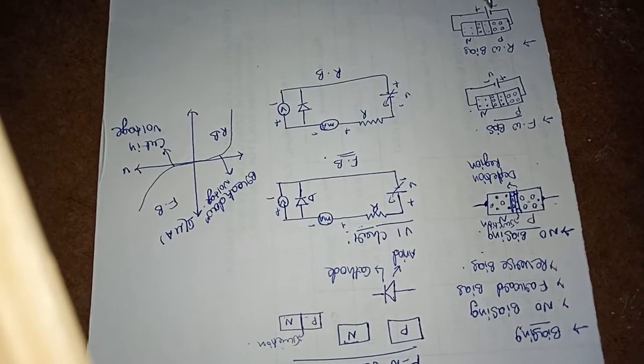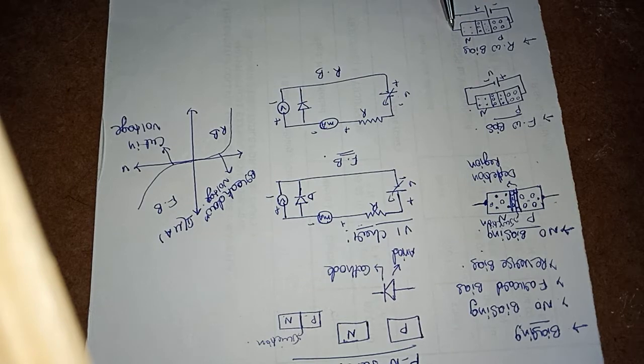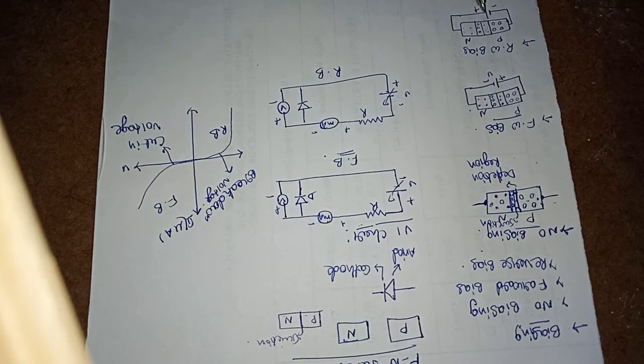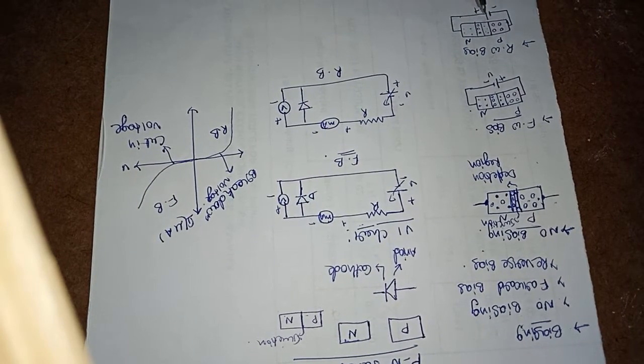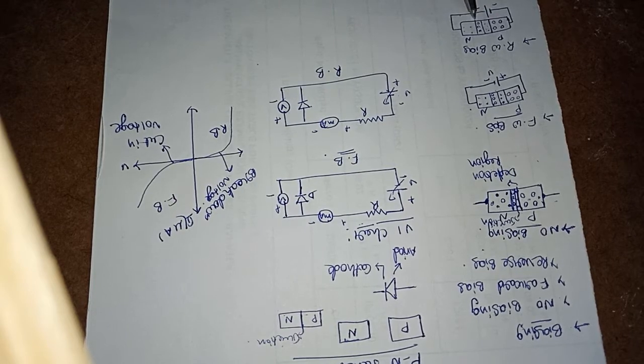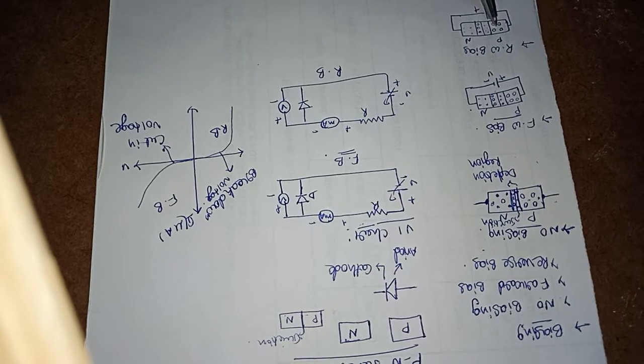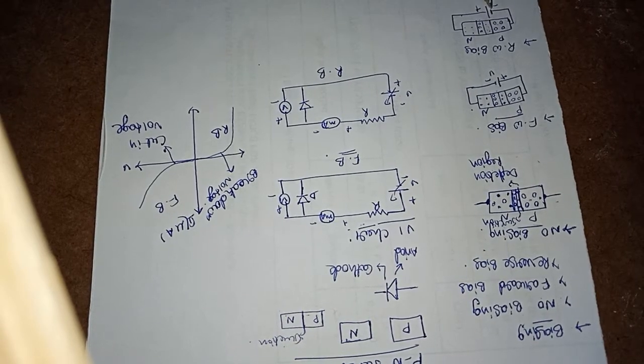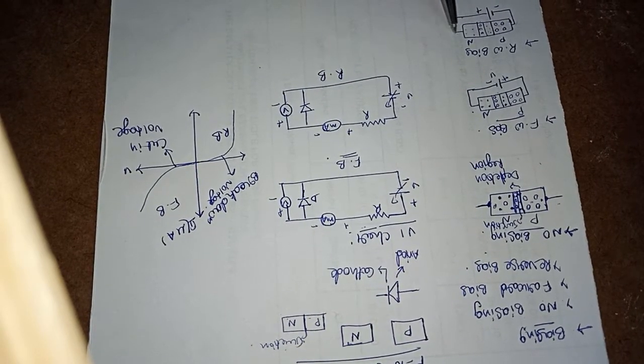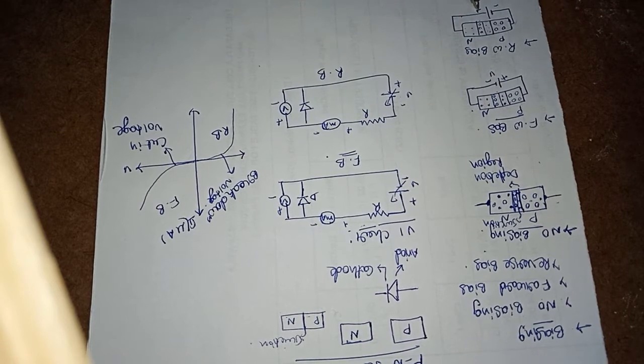the P-type material is connected to the negative terminal of the battery, and the N-type material is connected to the positive terminal of the battery. Then what happens? The width of the depletion region will be increased because the P-type material is attracted to the negative terminal of the battery, and the N-type material is attracted to the positive terminal of the battery.